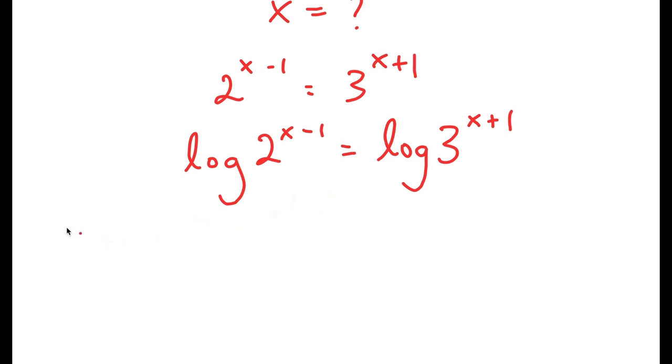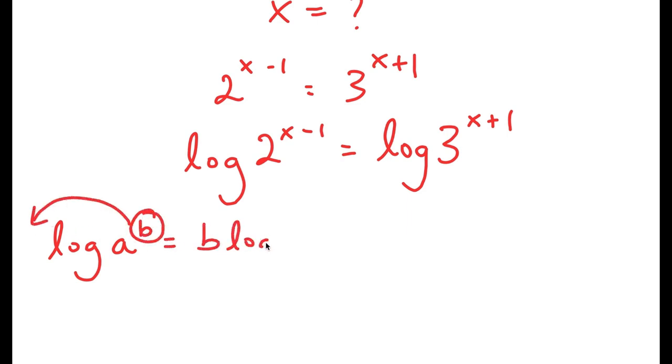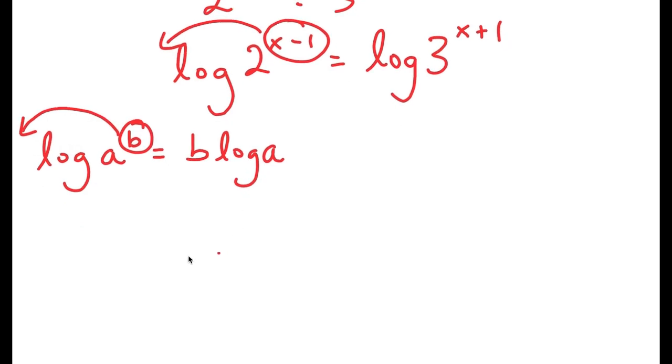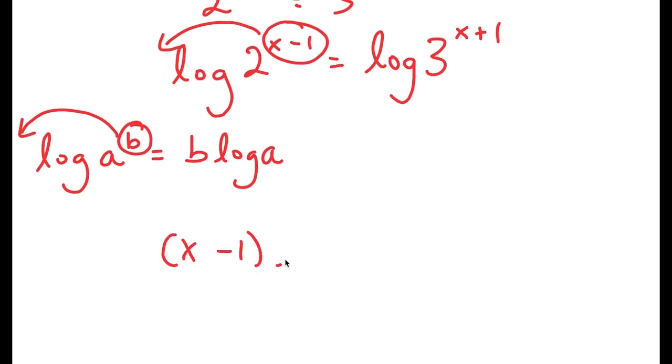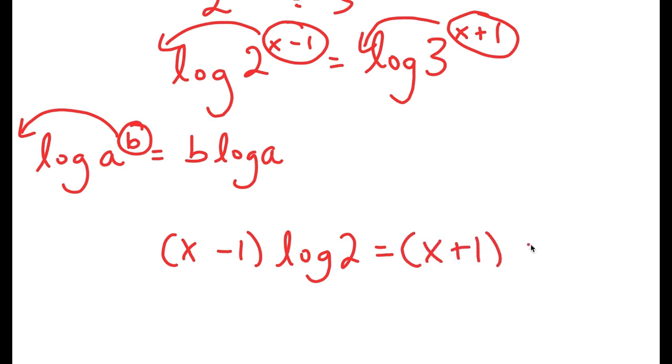Now, if I have something in the form log of a to the power of b, I can move this exponent of b to the front. So this turns into b times log a. In this case, I have log 2 to the power of x minus 1, and I can move x minus 1 to the front. So I get x minus 1 times log 2. And I can do the same for log 3 to the power of x plus 1. So I can move x plus 1 to the front, so I get x plus 1 times log 3.